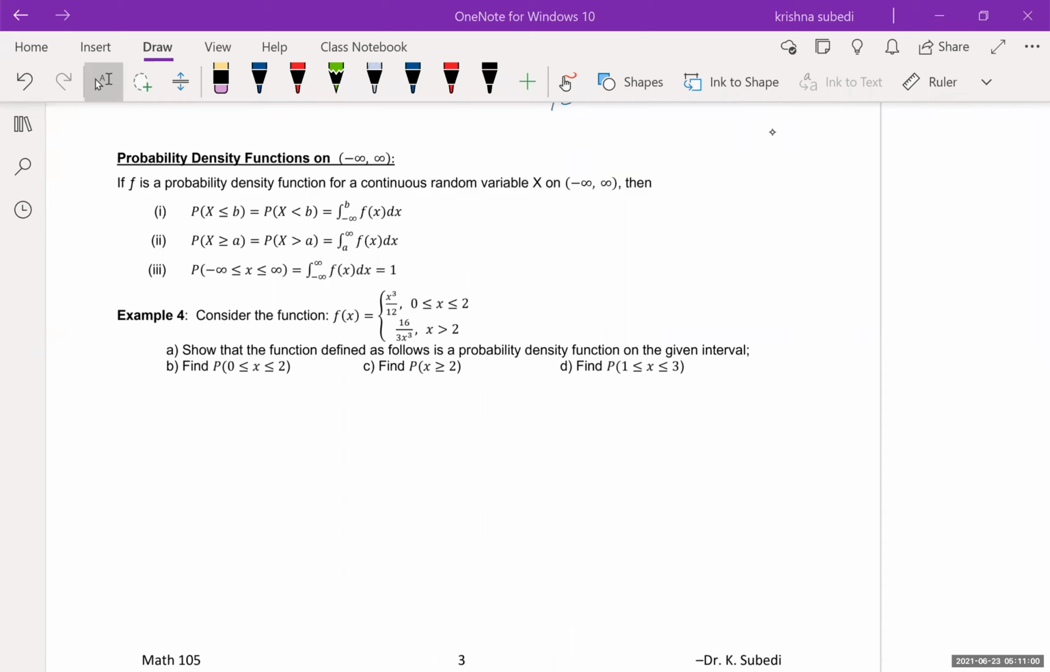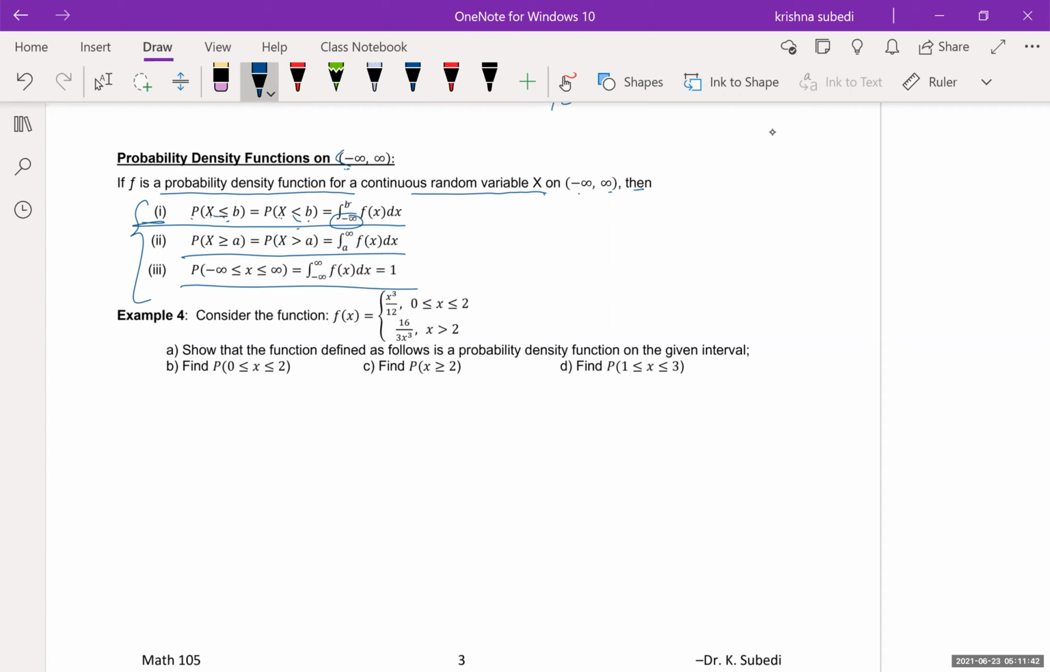Now, the probability density function on the interval negative infinity to infinity. If f is a probability density function for a continuous random variable x on the interval negative infinity to infinity, then there are three situations. One is P(x less than or equal to b), which means the lower limit is negative infinity and the upper limit is b. Okay, x less than b, or less than or equal to, it's the same thing, doesn't matter.